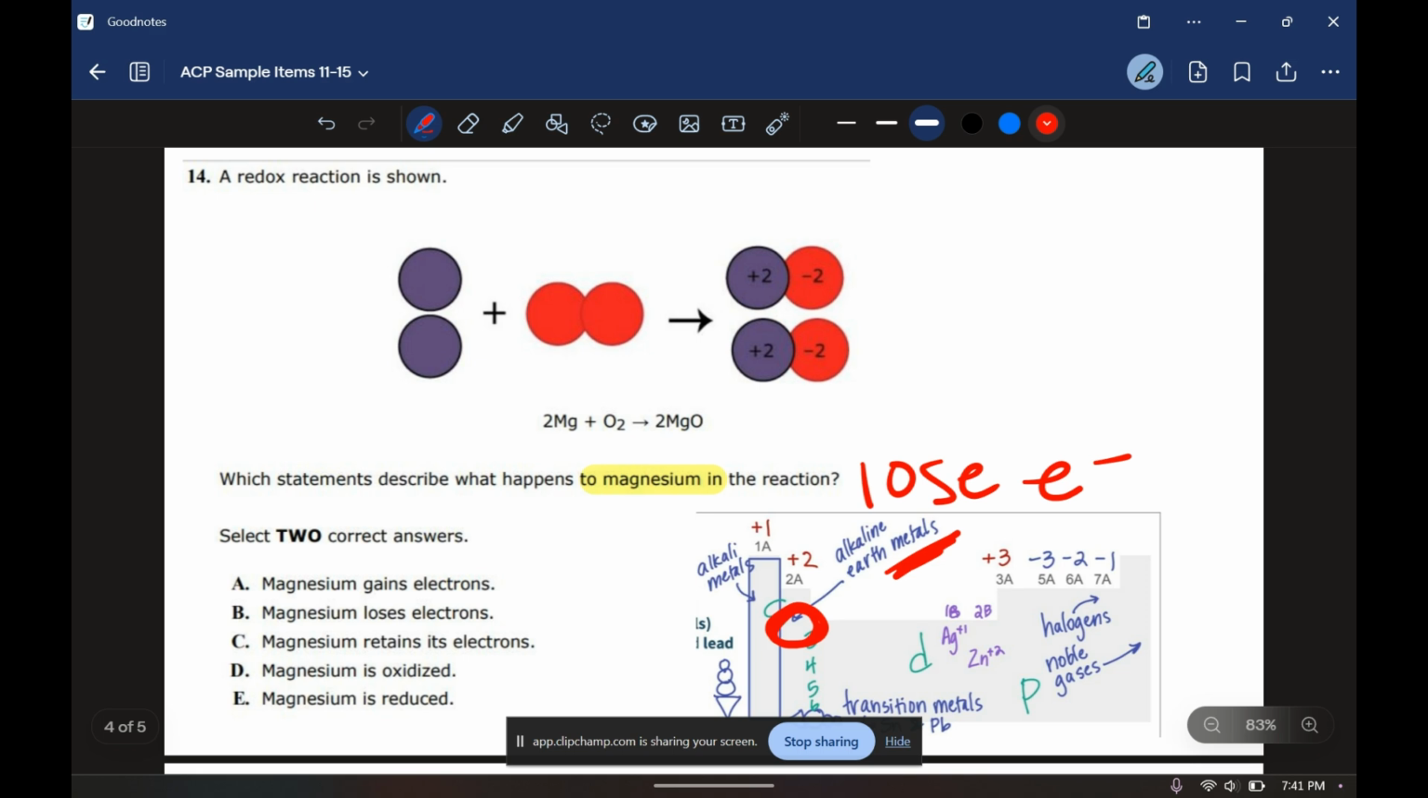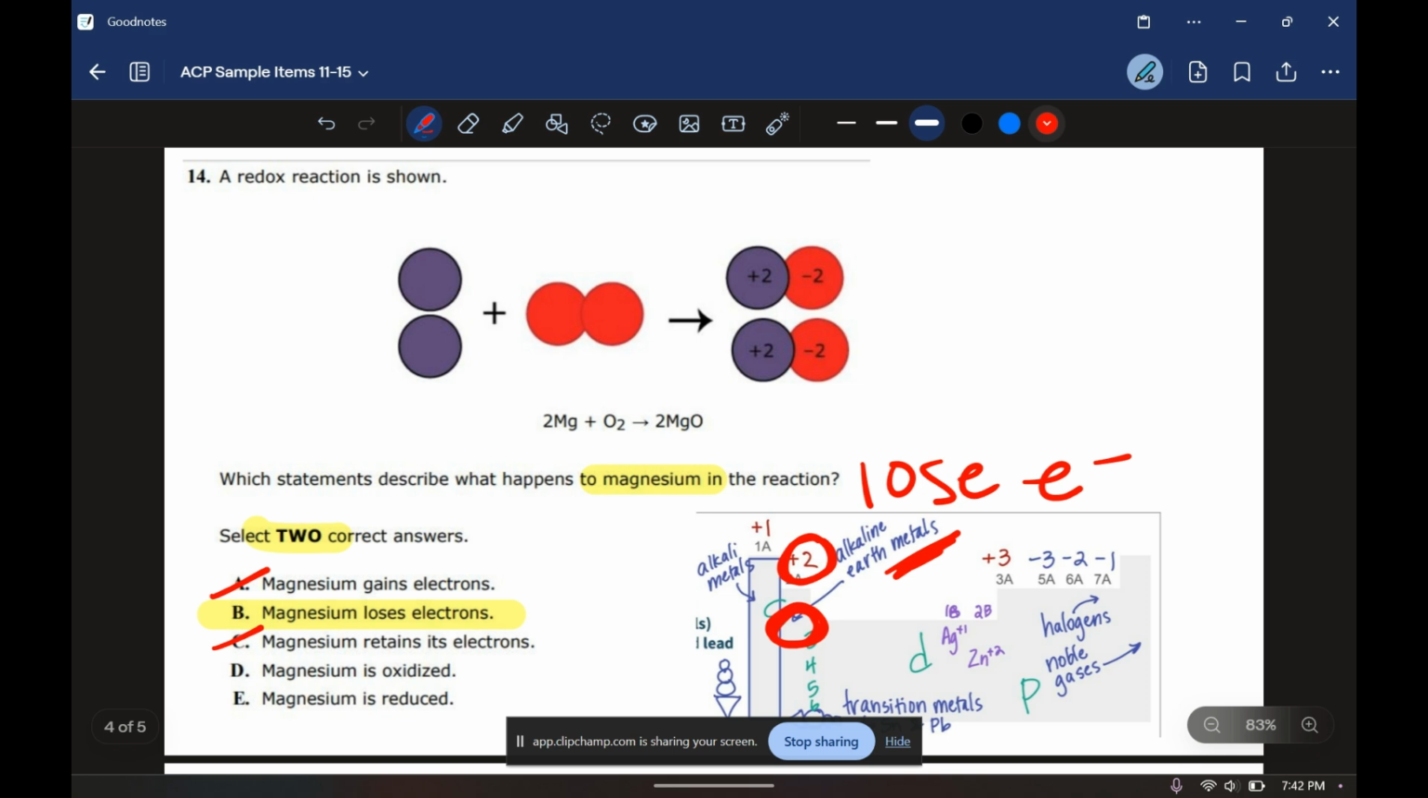Since electrons are negatively charged, when you lose an electron, you become positively charged, and we know that from the oxidation number up here, +2, magnesium loses 2 electrons and becomes positively charged. So if we look at our answer choices, we have magnesium gains electrons, magnesium loses electrons, and magnesium retains its electrons. We know A and C can't be true, so we can pick B as one of our answer choices. It does say select 2 correct answer choices. Now we need to decide whether magnesium is oxidized or magnesium is reduced.